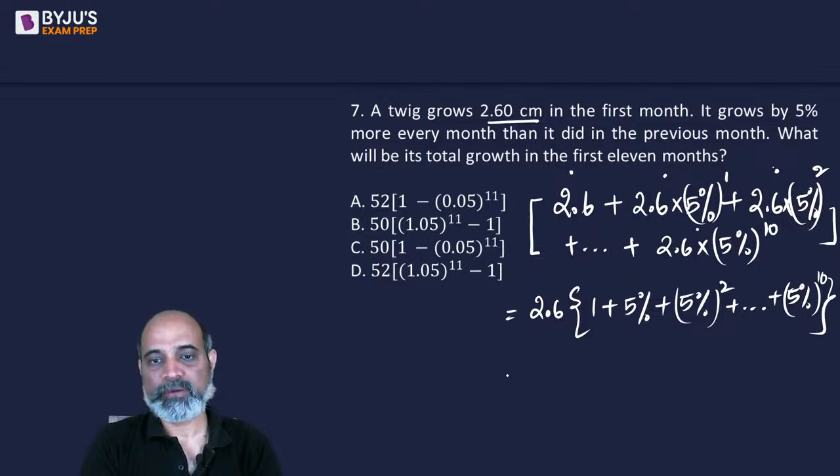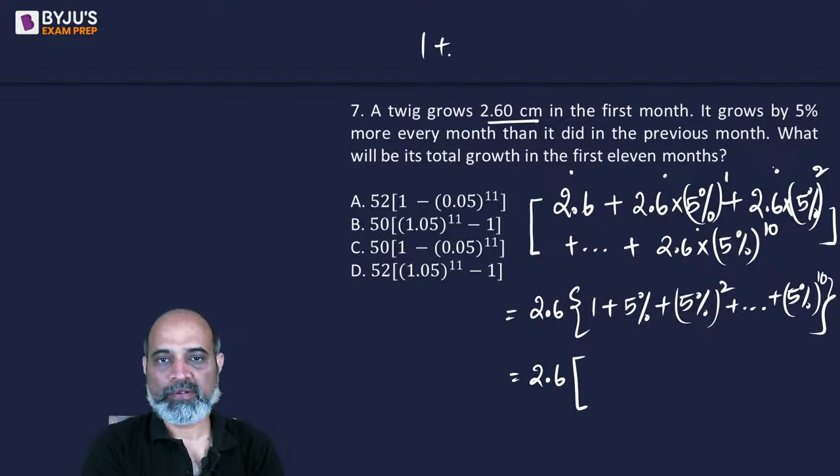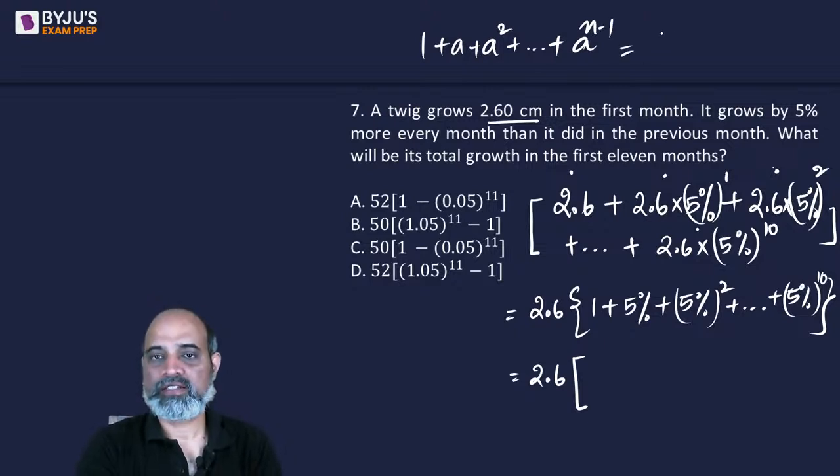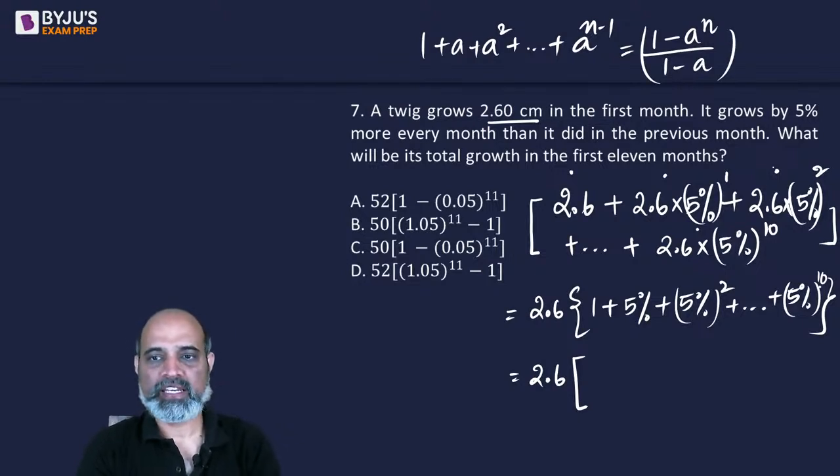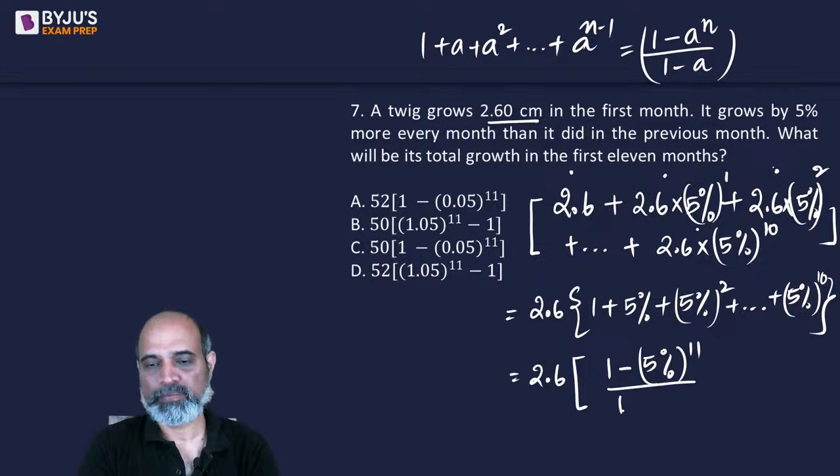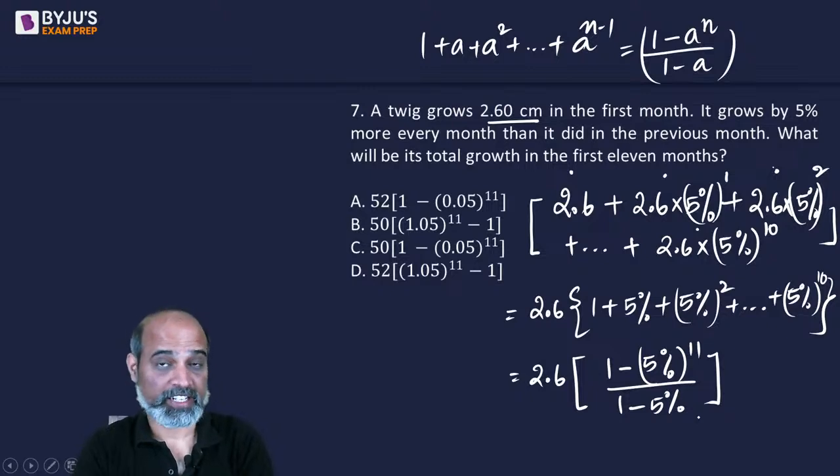Now this is a geometric progression, right? This is of the form 1 plus a square and so on up to a to the power n minus 1. This is given as, if a is less than 1, तो अपन इसको ऐसे लिख सकते हैं 1 minus a to the power n upon 1 minus a. So if we compare, n minus 1 is 10, so n will be 11. So this will become 1 minus 5% whole to the power 11 divided by 1 minus 5%. Right? A is percentage के terms में, A is 5%.